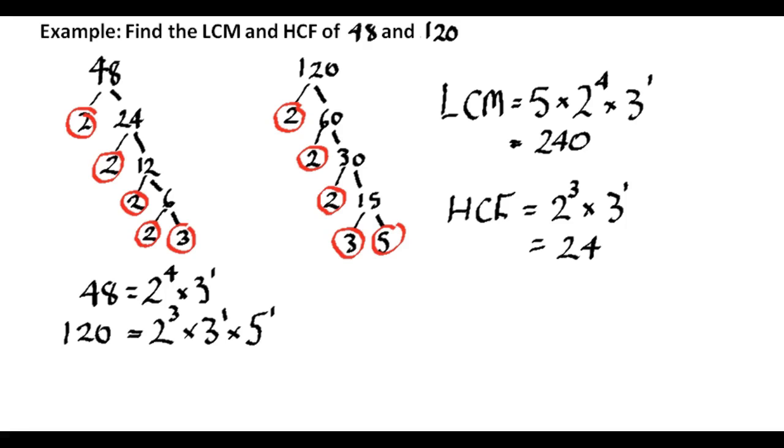It's a pretty nice method, particularly if you can't do it by inspection. It doesn't mean you have to do it this way. Sometimes it's easier to just figure it out by inspection. But this also works when you've got more than 2 numbers, like if you have to find the lowest common multiple or the highest common factor of 3 numbers or even 4 numbers.